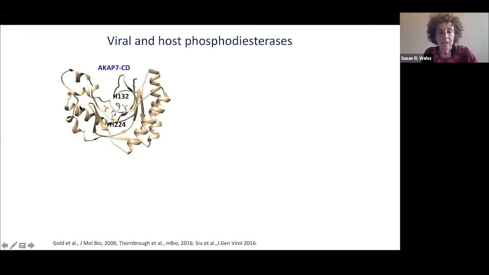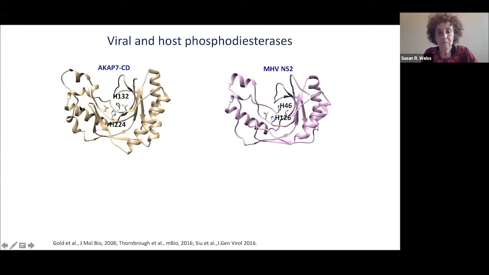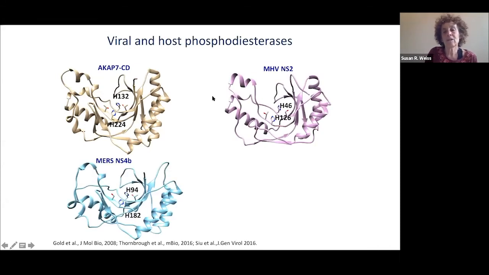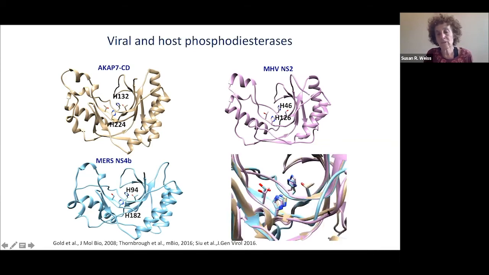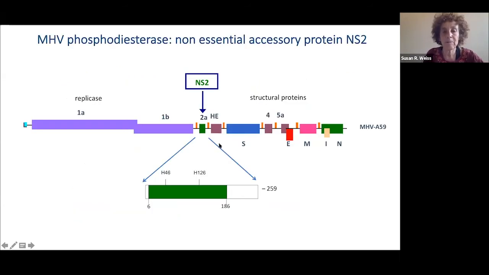These are models of the tertiary structure, the crystal structure of these phosphodiesterases. These are actual structures for AKAP7, the cellular protein, and MHV NS2, and this is the MERS protein. This is just a predicted structure. If they're laid on top of each other, you can see that they are very, very similar proteins. Okay, so let me talk a little bit about the function.